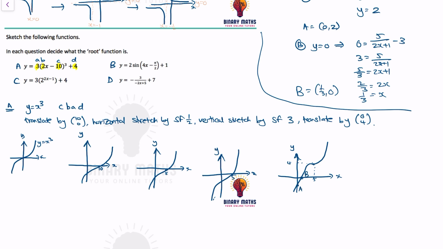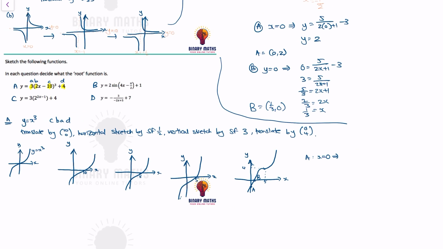So if we want to work out A, at A we know x is equal to 0, which implies we get y. Going back to the equation, y is equal to 3 times minus 10 to the power of 3 plus 4, which is equal to minus 3000 plus 4, which is minus 2996. So A is equal to minus 2996. So this is 0, minus 2996.